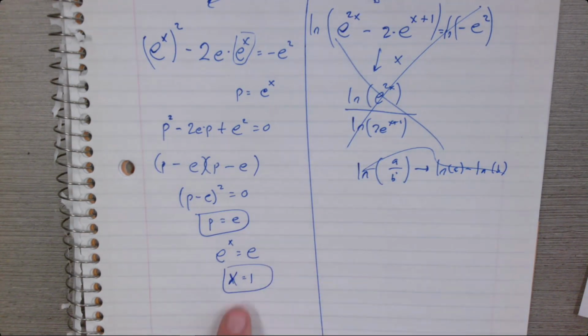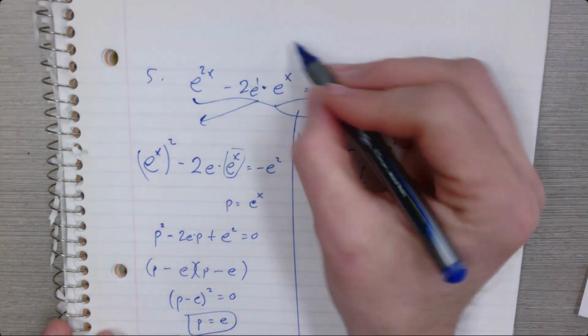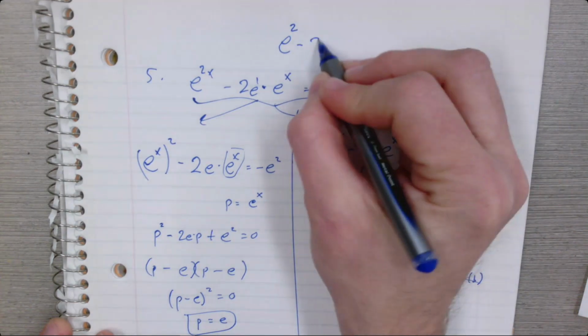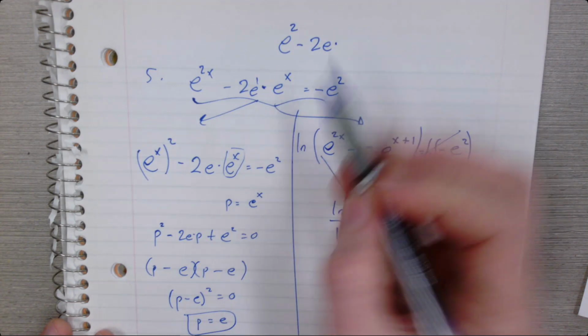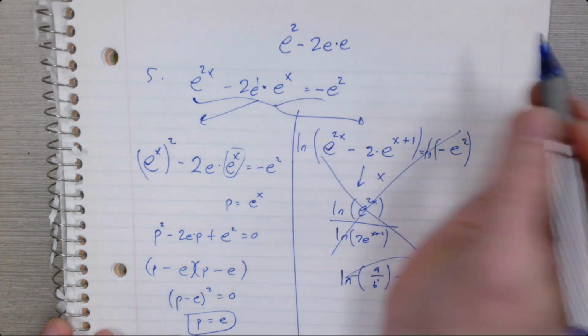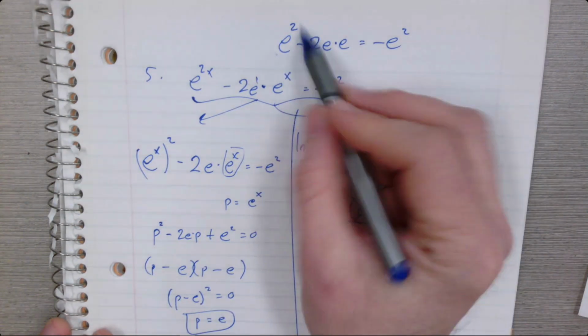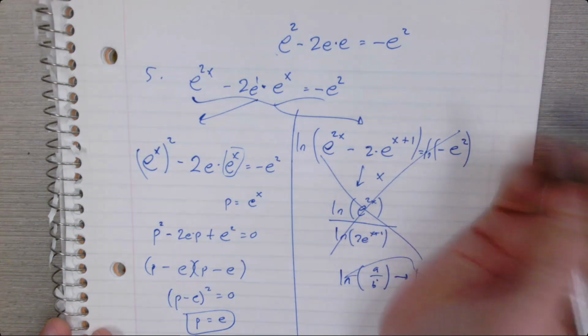Okay, let's just make sure that makes sense by going back to the original. What if I plugged in x equals 1 here? I'd have e to the second power minus 2e times e to the first power equals negative e squared. So e squared minus 2e squared equals negative 1 e squared. That works. Great.